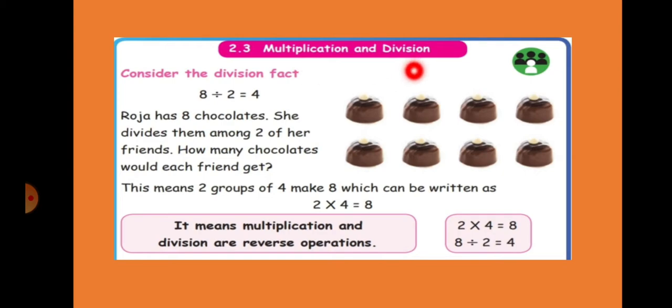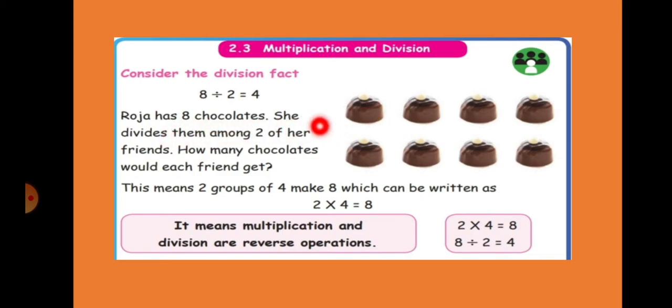multiplication and division. Multiplication and division are nothing but reverse operations. We'll see what that means. See here, we all know that 8 divided by 2 is equal to 4. Now let's see the sum.